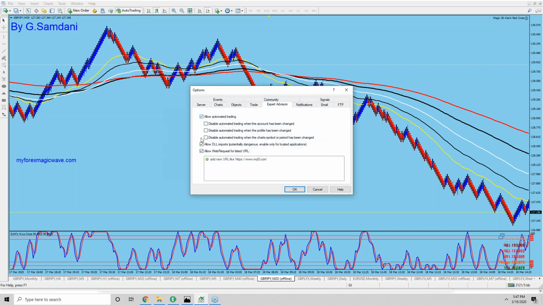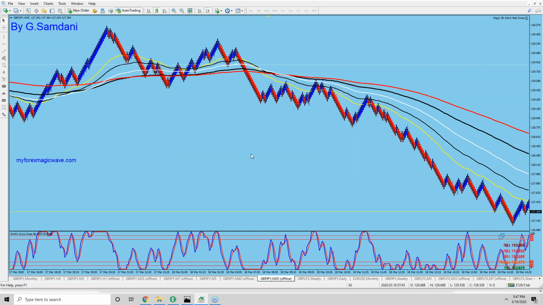Make sure this and these two are checked, and all other boxes are unchecked. These are the two: Allow automated trading and Allow DLL imports are checked. The other thing is the object settings; I have these checked so that things move a little faster. One click object select.